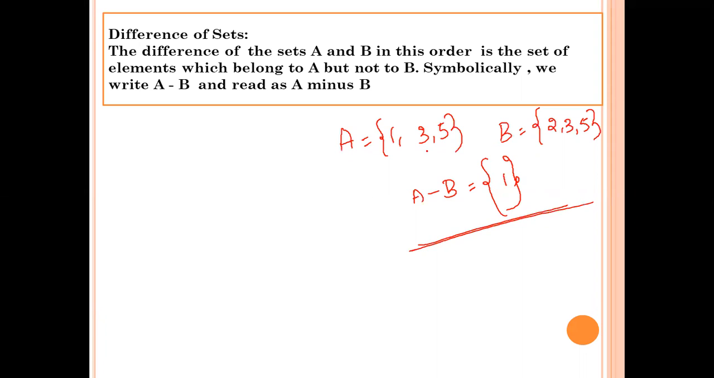The simple thing to remember is that you just have to avoid the common elements from the first set. What are the common elements in A and B? It is 3 and 5. If you remove 3 and 5 from the first set, whatever element remains in the first set is A minus B. That is called the difference.